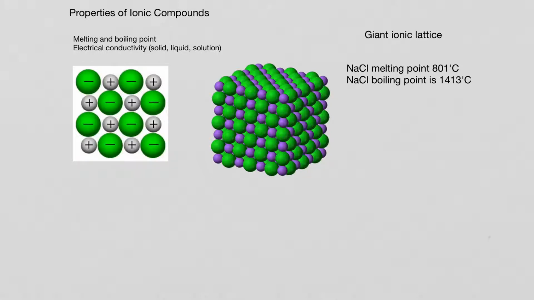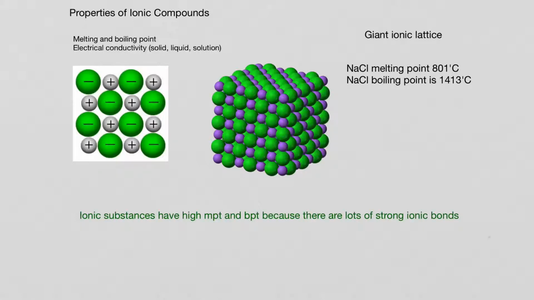And I've just looked it up. Sodium chloride has a melting point of 801 degrees Celsius, a very high melting point, and its boiling point is way higher than that, 1413 degrees Celsius. So ionic substances generally have high melting and boiling points. Okay, so just to repeat, ionic substances usually have very high melting points and boiling points because there are lots of strong ionic bonds. Okay, I hope that makes sense.